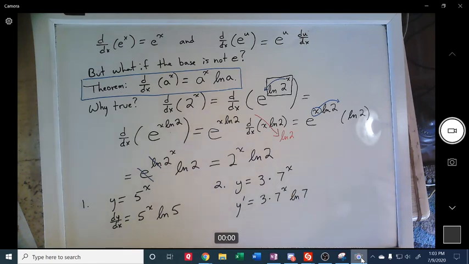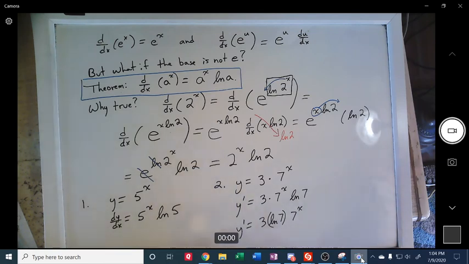Now you might tend to think, oh, we should have put our answer in this format, putting all the constants up front. And you could write it like this, except people will get confused and think, is it the ln of 7 times 7 to the x, or is it just the ln 7? You'd really have to put this in parentheses to make it clear.